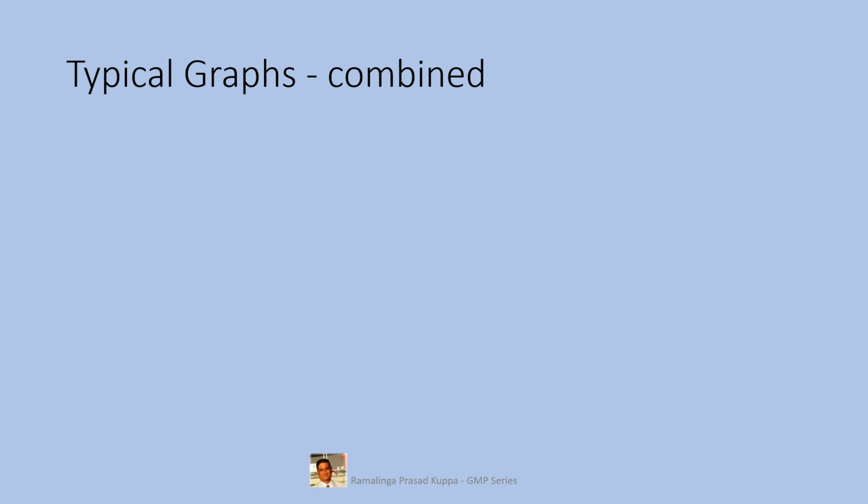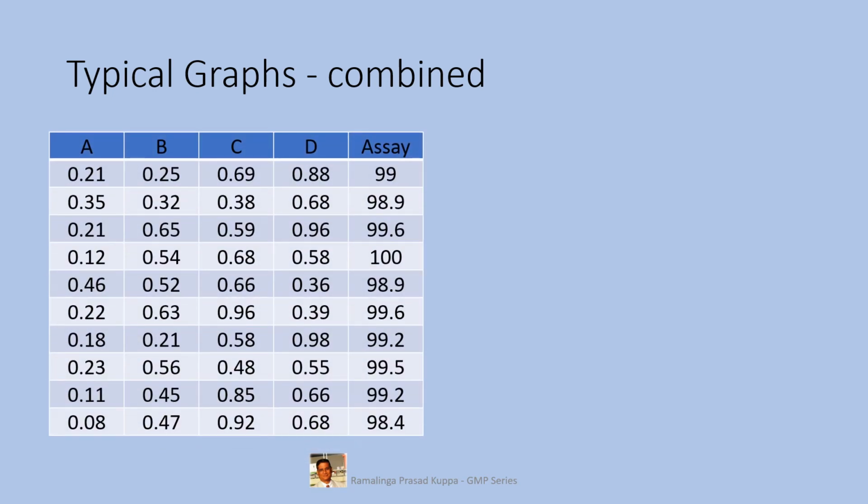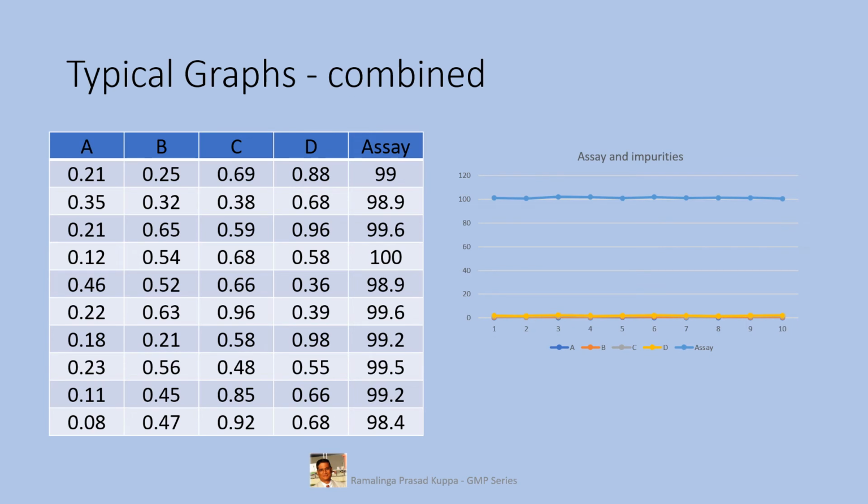Let us see how the typical graphs combined will look. For this data of impurities A, B, C and D and SA, the combined graph will look like this. Both the SA graph and impurities graph look more or less like straight lines. This does not give a snapshot of the trends. Also, the data from 4 impurities got merged into almost a single line. It gives meaningful data when plotted as individual graphs for impurities and SA.